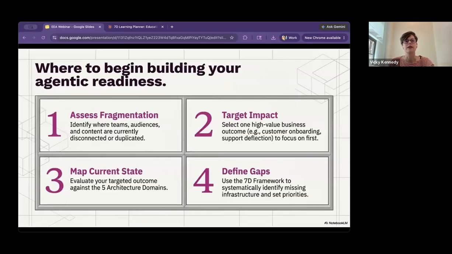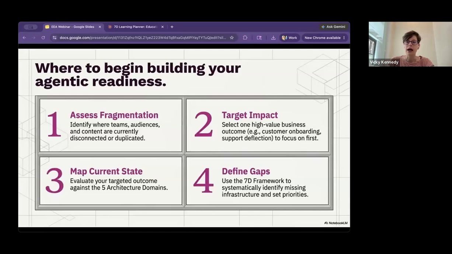Number one, assessing fragmentation. If you think about those 5 pillars, where do you see potential disconnects and areas to work on? Where are there teams, audiences, and content that are disconnected or duplicated across these initiatives? That's a clear audit. Where do you see fragmentation exist today?